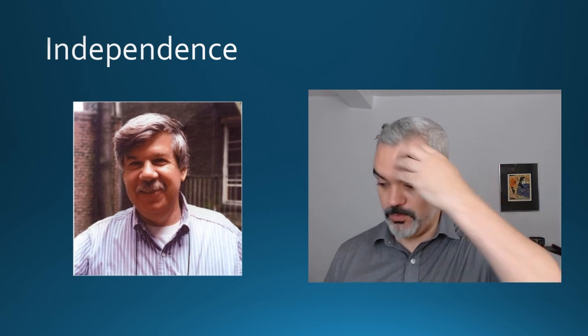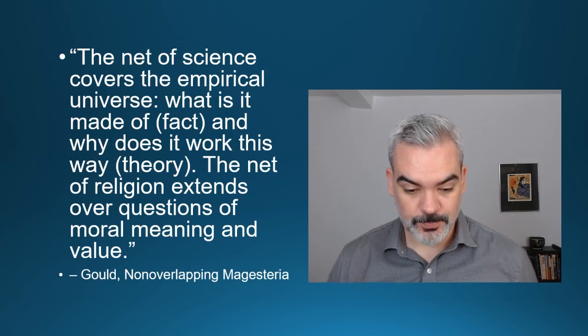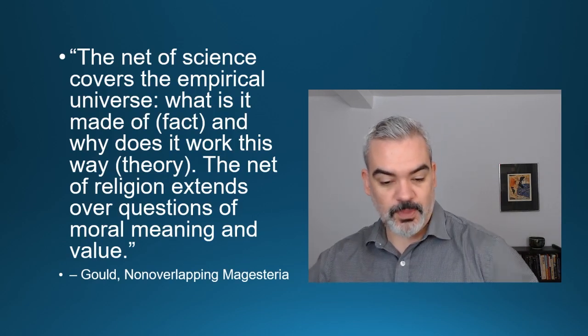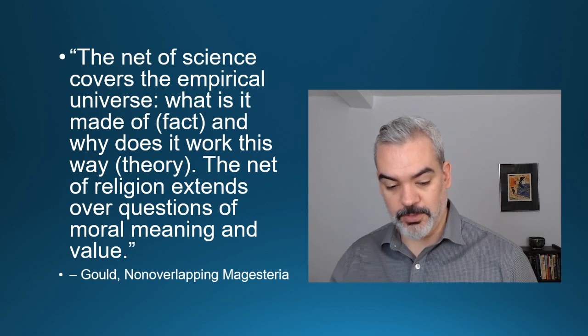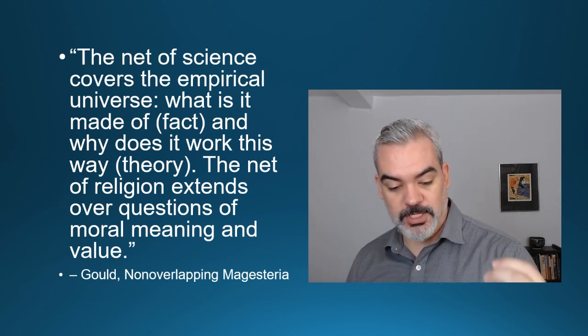This is a picture of famous evolutionary biologist Stephen Jay Gould, who suggests that religion and science cover what he calls non-overlapping magisteria. So a magisterium is an old Catholic term, I think, for an area of authority or teaching. So your magisterium is like the area that you cover. And what he's saying is science and religion essentially cover different areas. So they don't conflict because they're not talking about the same thing. Okay? So Gould puts it like this. The net of science covers the empirical universe, what it is made of, fact, and why does it work this way, theory. The net of religion extends over questions of moral meaning and value.